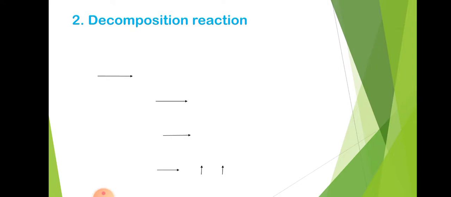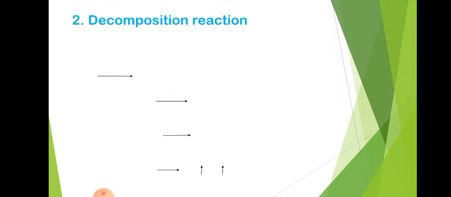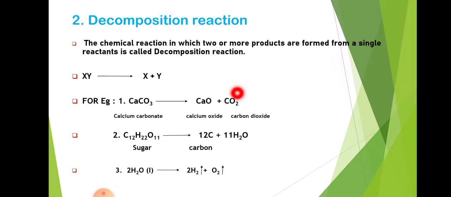Okay, in a combination reaction, 2 reactants combine to form one product. But in a decomposition reaction, what will you see? One reactant gives 2 products. So one reactant breaks up into the 2 products. Okay, so 2 or more products are formed from a single reactant.